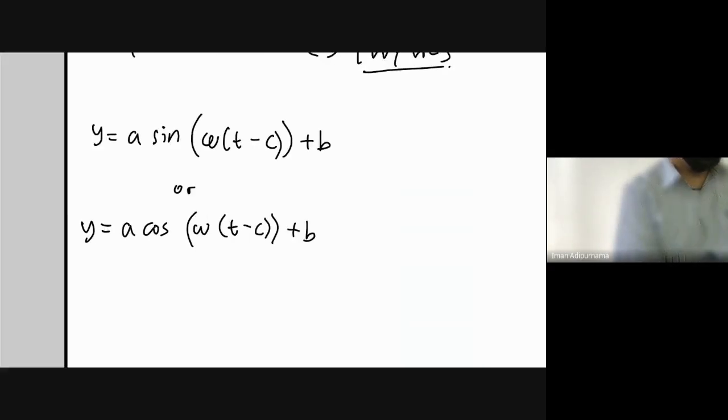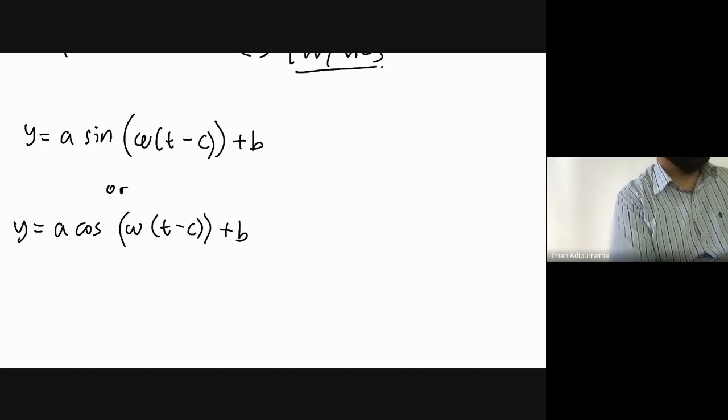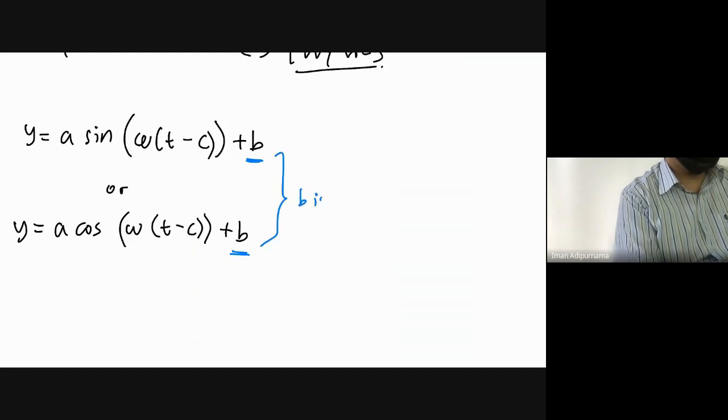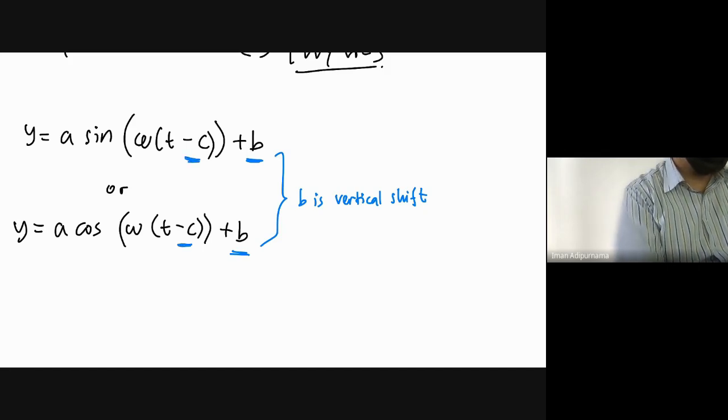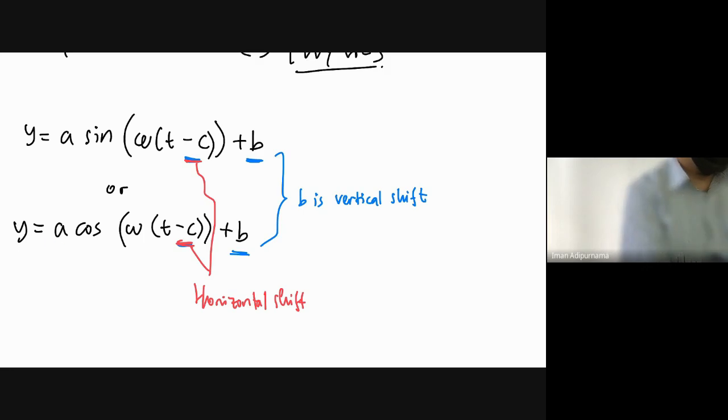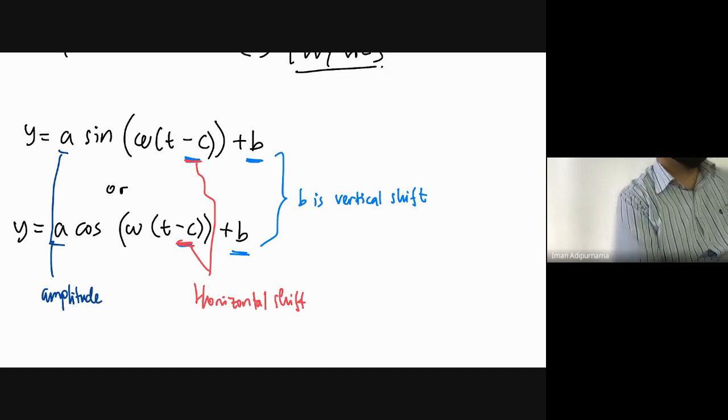So if you look at this, and you remember transformation, this b will be a vertical shift. This one here is the horizontal shift. And this a will be the amplitude, the stretching of the curve.